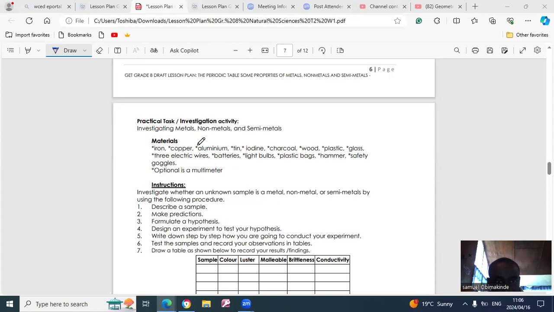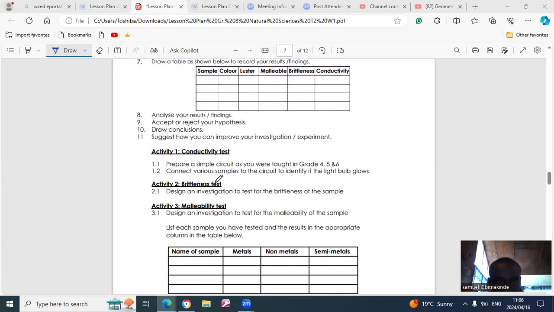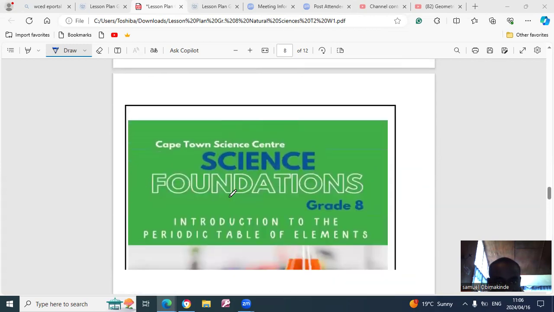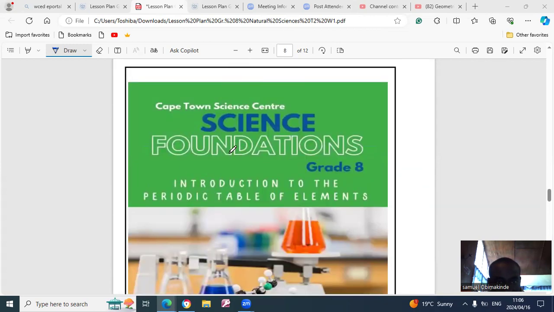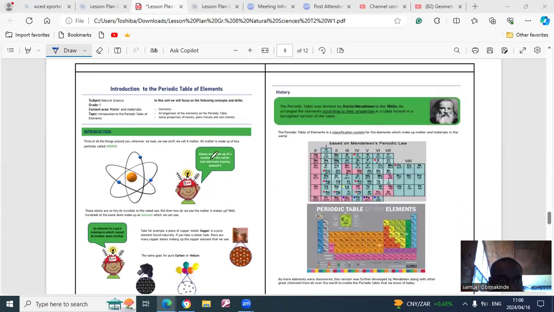Okay, so this is an experiment where we need different materials and apparatus to work with. All right, analyze your results and so on. So we will not be working on this for now. So we have science foundation, introduction to the periodic table of elements. So here, introduction to the periodic table of elements, good.